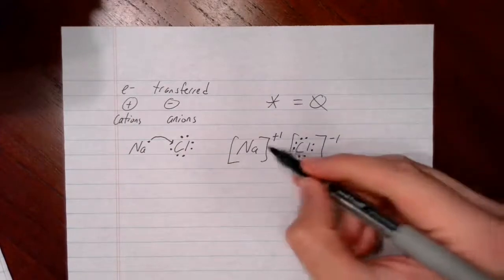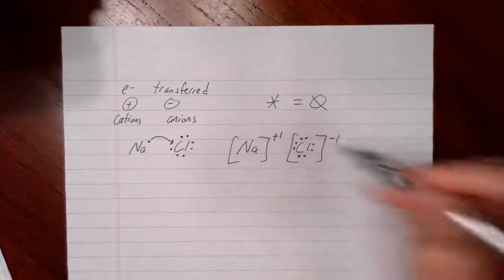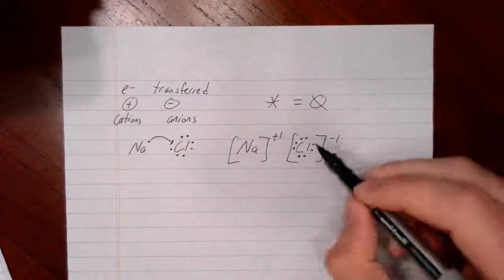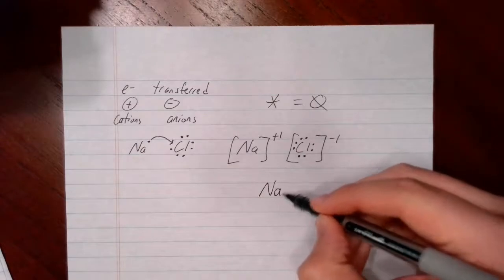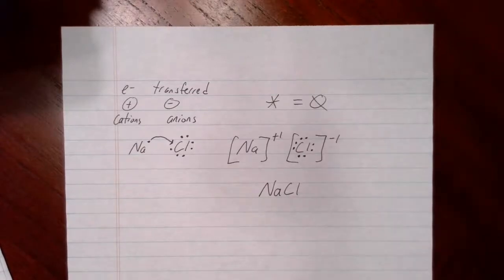Excuse me. You don't show a bond here. There are no electrons being shared. That's all we have to do. So we see that the positive cancels the negative, so we have one of each. So we have NaCl as our formula there for sodium and chlorine bonding.